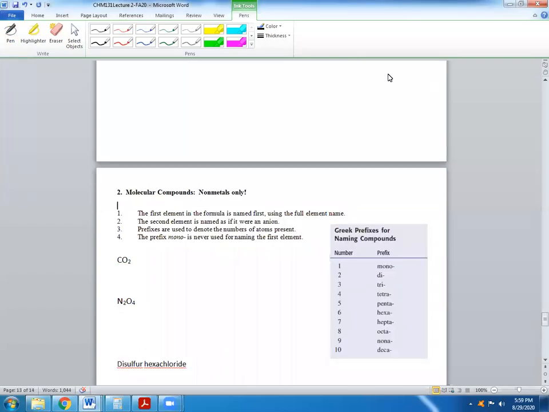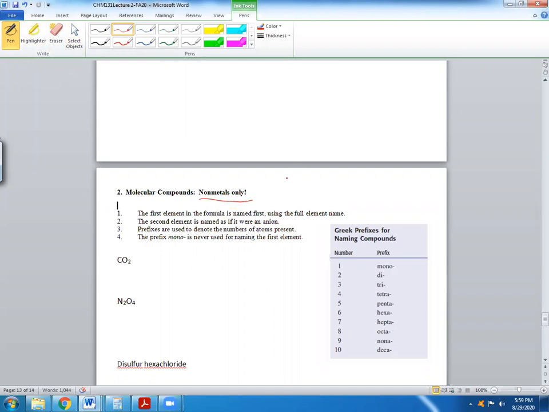Now, the other type of compounds that we are going to name is molecular compounds, or what we simply call molecules. Those consist of non-metals only. So be aware of that fact. Non-metals only.